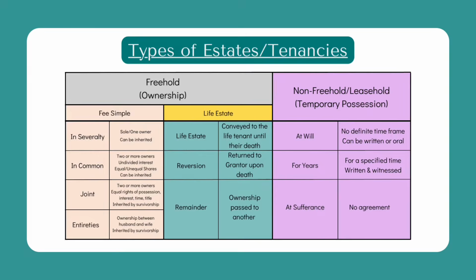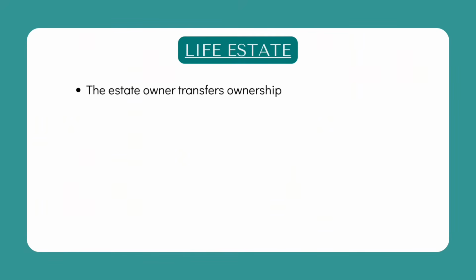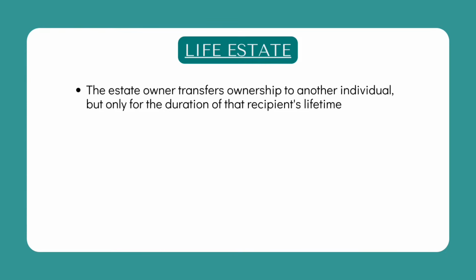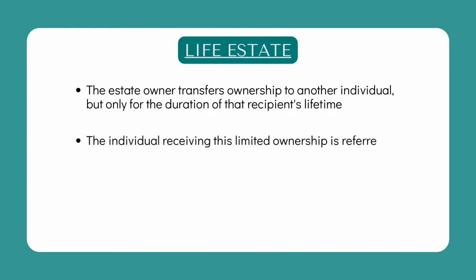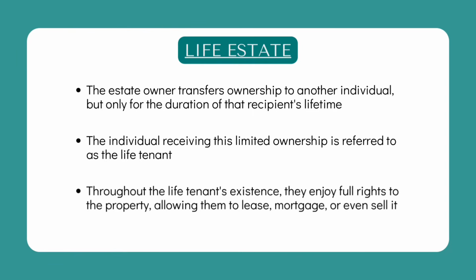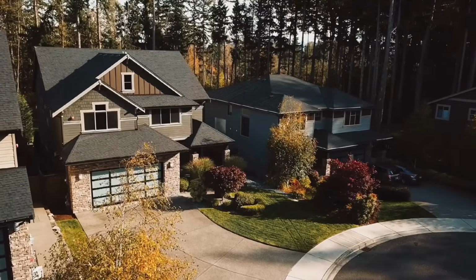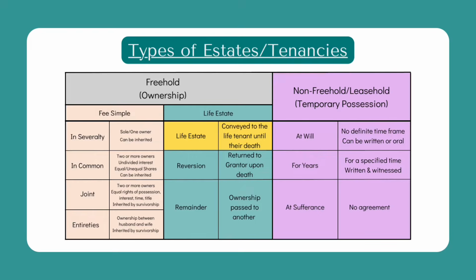A life estate is a type of freehold estate when a fee simple estate owner transfers ownership to another individual, but only for the duration of that recipient's lifetime. The individual receiving this limited ownership is referred to as the life tenant. Throughout the life tenant's existence, they enjoy full rights to the property, allowing them to lease, mortgage, or even sell the property. It's crucial, though, that the life tenant does not transfer more rights than they possess and must maintain the property for the eventual recipient upon their death.